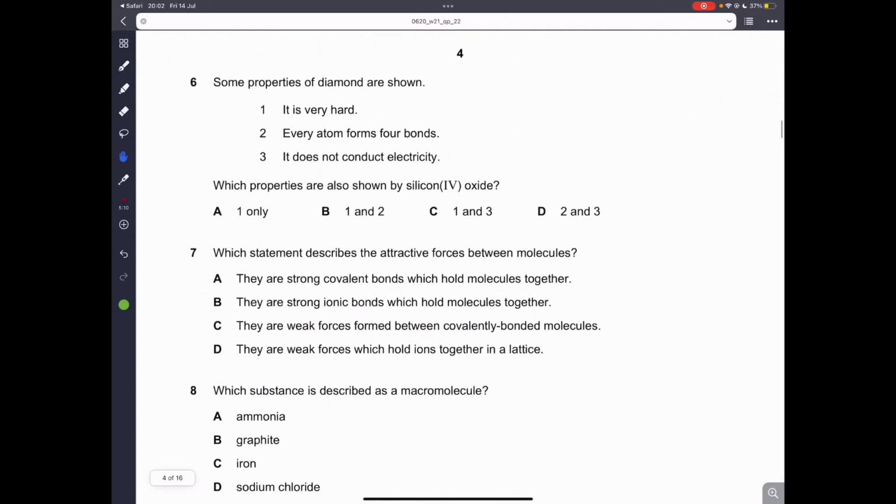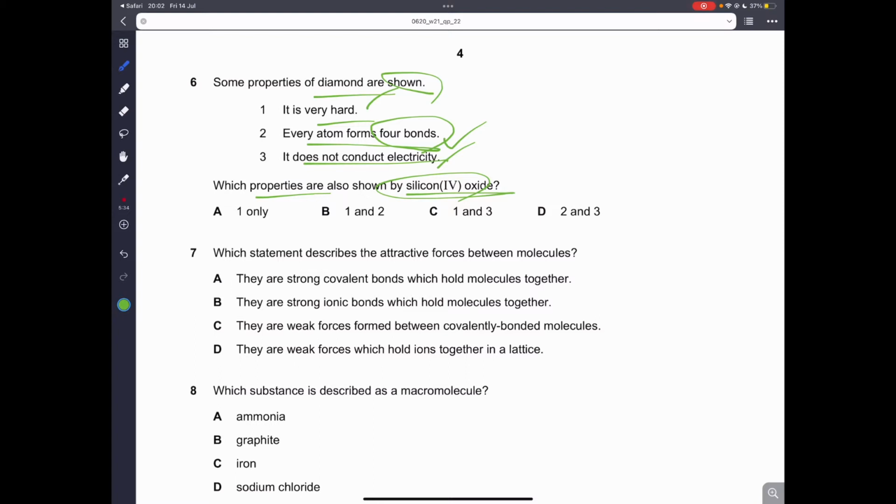Question number 6, some properties of diamond are shown. It is very hard. Okay, this is true. Every atom forms 4 bonds. Okay, it does not conduct electricity. Yes, it does not conduct electricity. And diamonds also have 4 bonds. Which properties are shown by silicon dioxide?